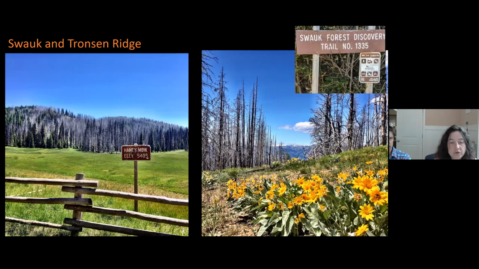So Squawk and Tronson Ridge are on the east side of Blewett Pass and Highway 97. They're a little bit easier to get to than the Teanaway. The Squawk Forest Discovery Trail is our easiest hiking option, and Tom and I will be taking a trip there this year. And this area was burned over, so it's got some interesting things to see because of that.